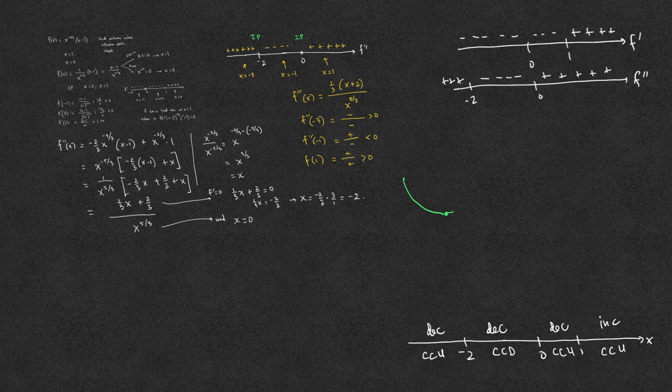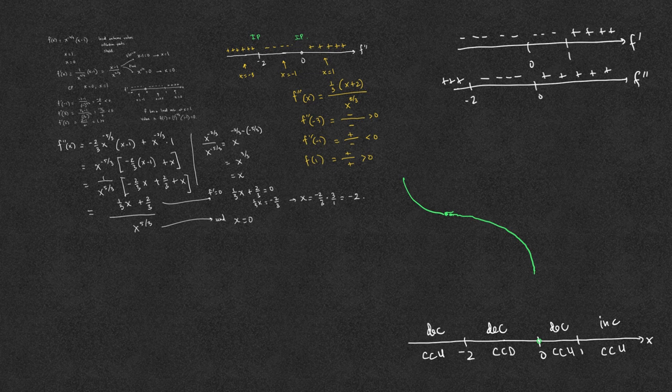From -2 to 0, the function is decreasing and concave down. But remember that when x equals 0, the function is not defined and f prime is not defined. So this means at x equals 0, we have a vertical tangent line. When we sketch the curve that is decreasing and concave down, we want to show there's a vertical tangent line at x equals 0, and so it should be steep at x equals 0. But this is still decreasing and concave down.